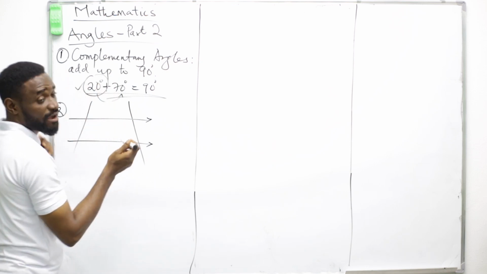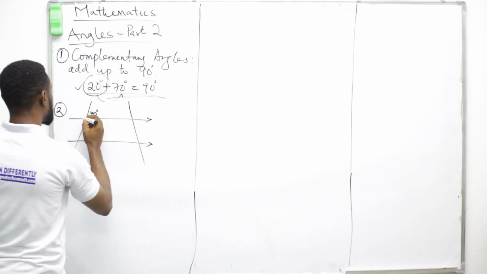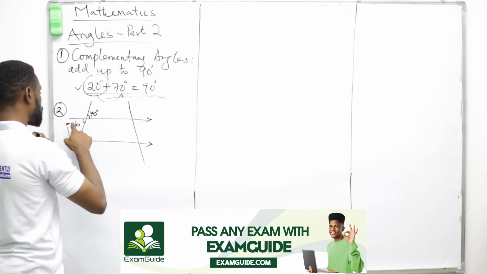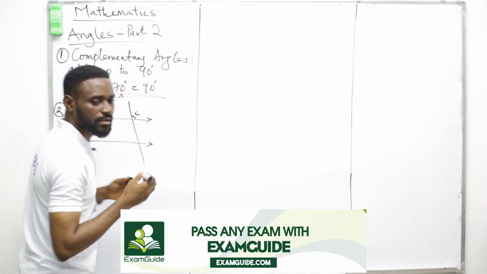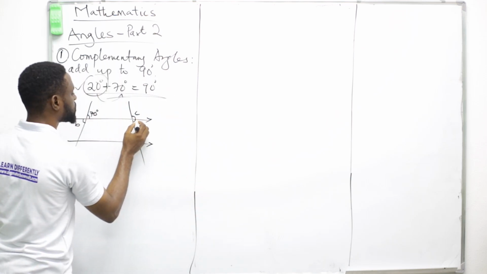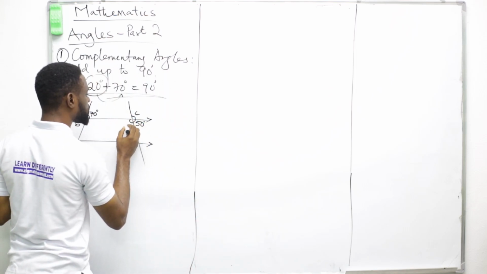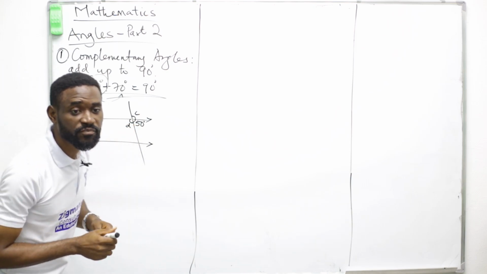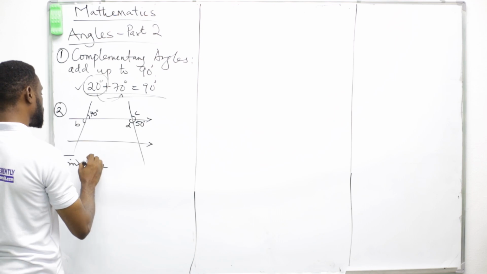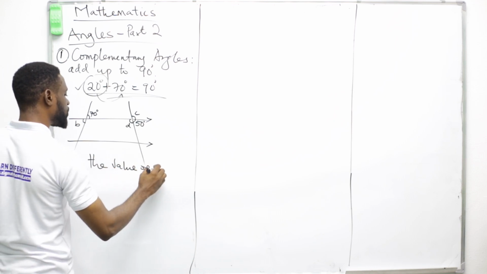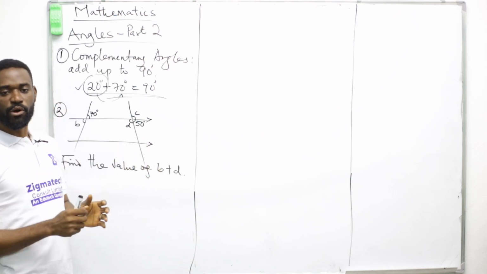So let's see what we have there. Here, they say this angle is 70 degrees. This angle, they said is B, so they didn't give us the value of this angle. Then here they said is C. Here they said is 50 degrees, and here they said is D. So the question is, find the value of B plus D.